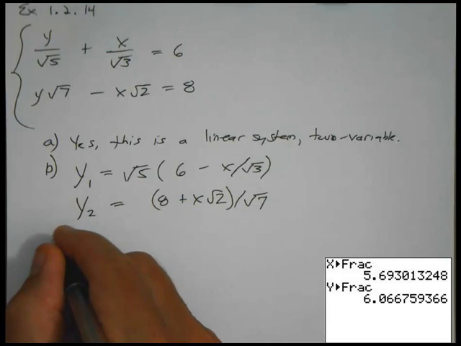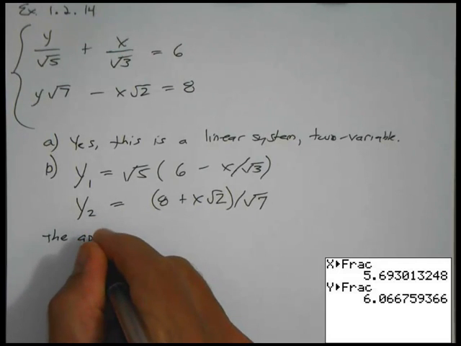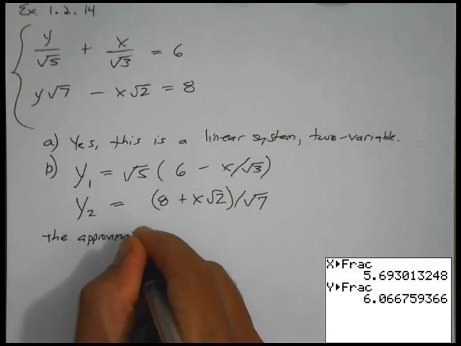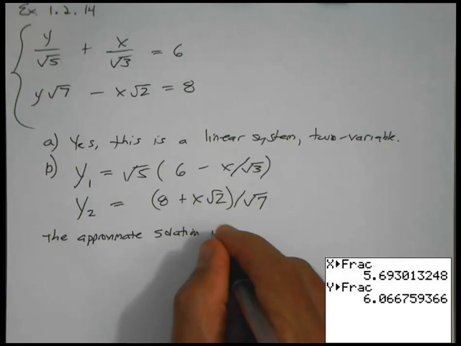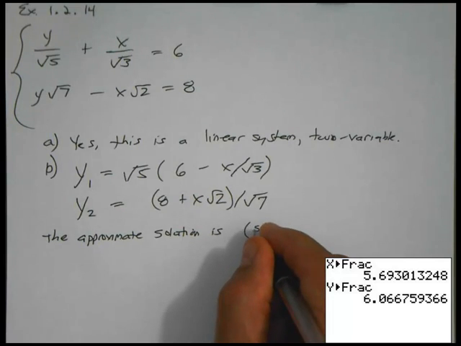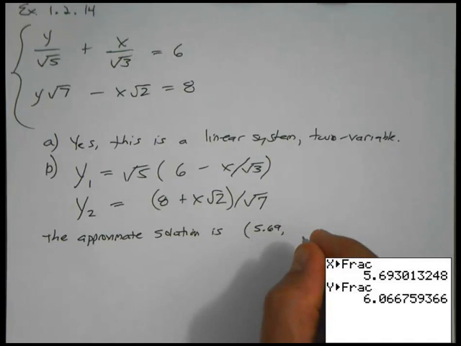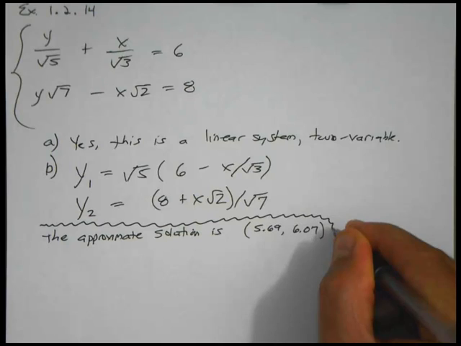So we're going to say the approximate solution is, to 3 significant digits, the x-coordinate 5.69, the y-coordinate rounded to 3 significant digits 6.07. Let's put a cloud around this conclusive statement.